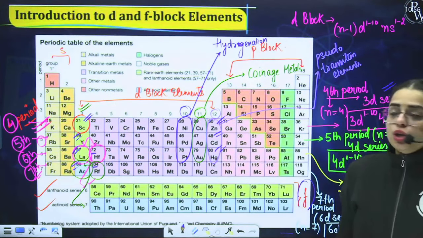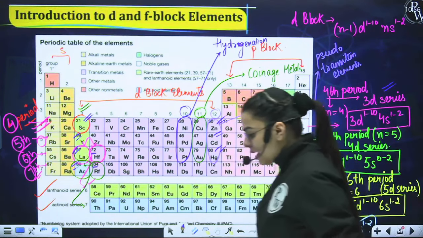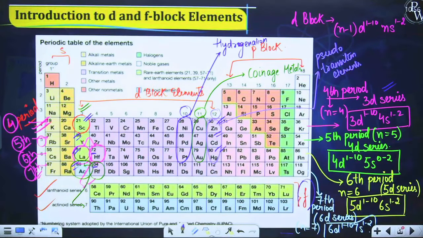Is it clear? So I have written all the general electronic configuration over here. I want you all to write this or take a screenshot of this particular page because it is really important.